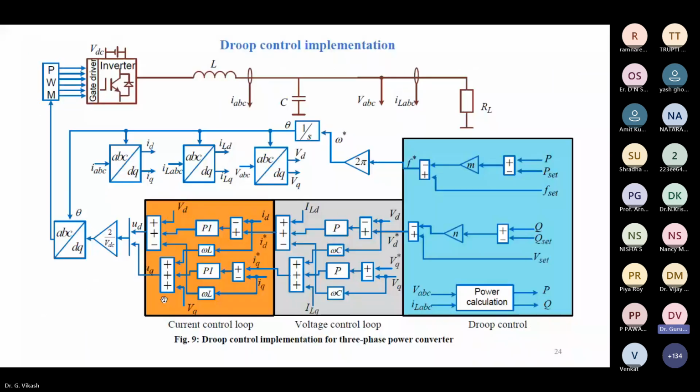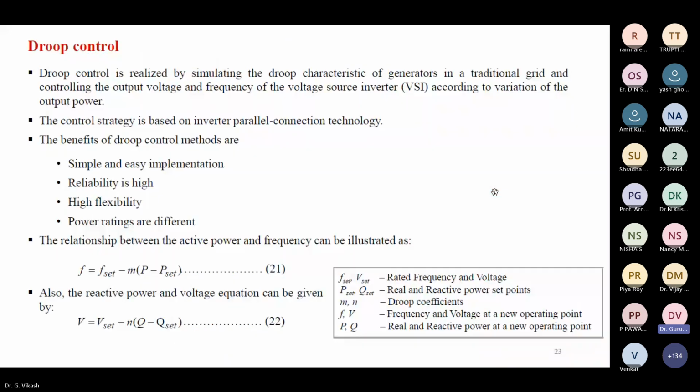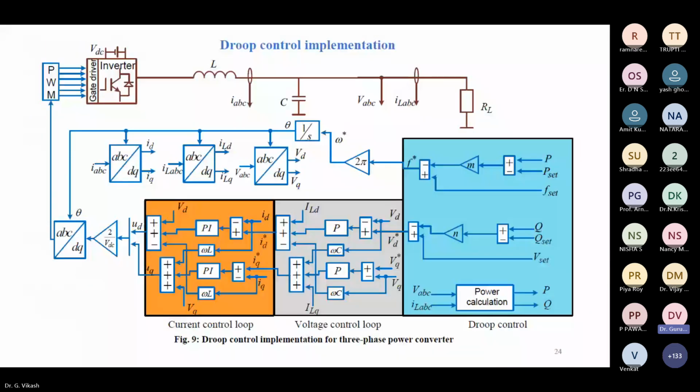Coming to droop control implementation. Previously, I already explained the current control loop and voltage control loop, and I have given some equations for the droop control. From equations 21 and 22, we can implement it. This is the model simulation diagram. By using this model diagram, we can easily implement this whole system in MATLAB.